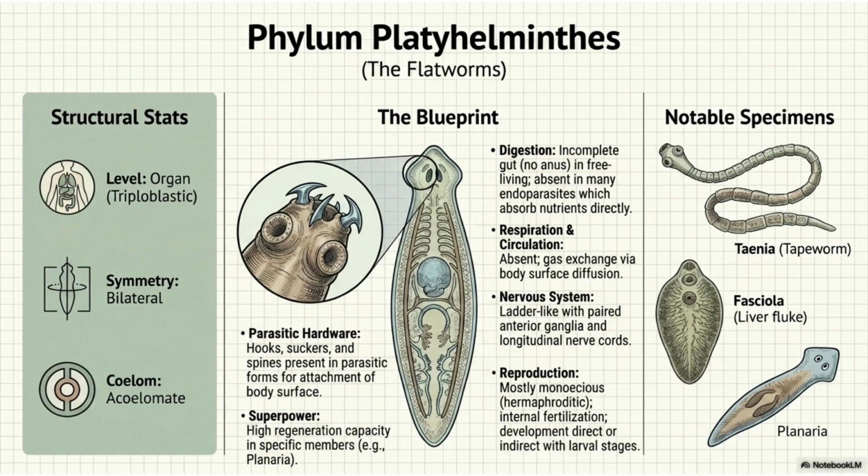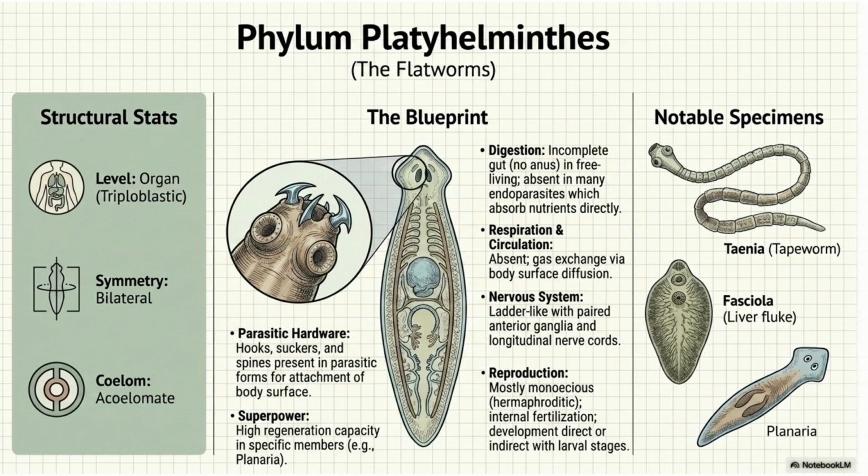Phylum Platyhelminthes, the flatworms, are triploblastic, bilaterally symmetrical, and acoelomate. They show an organ level of organization with an incomplete digestive gut. Many are parasitic, utilizing specialized hooks and suckers, and some, like Planaria, have high regeneration capacity.